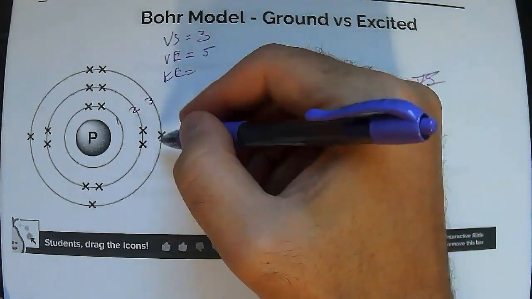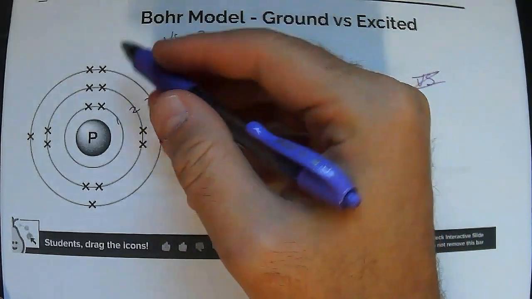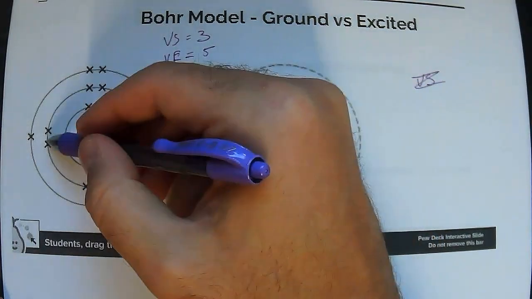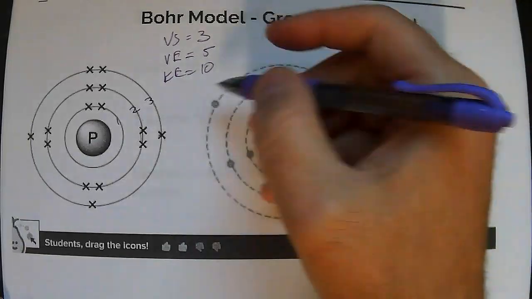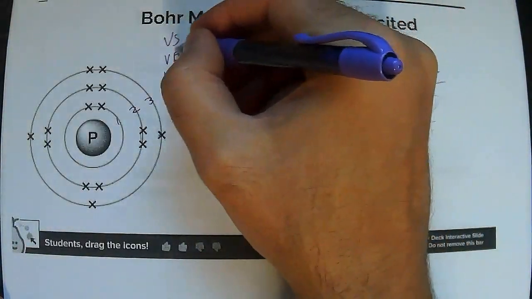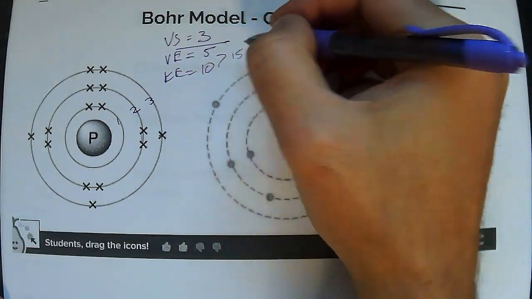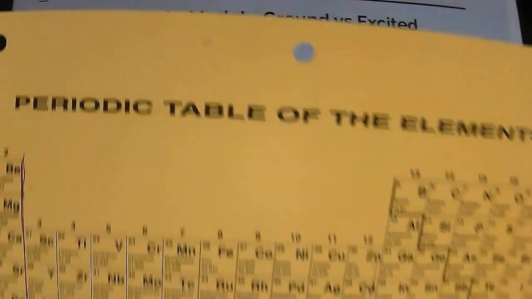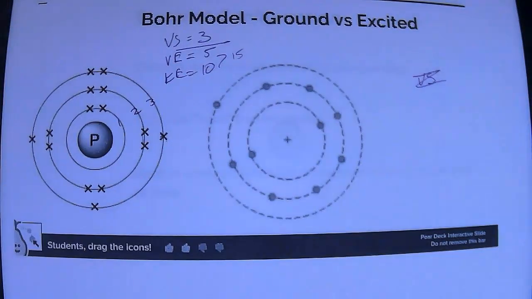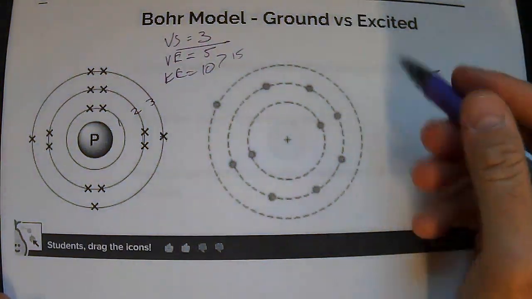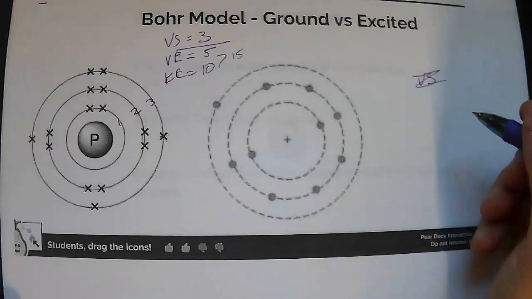And then how many do we have in the other shells, not counting the outermost? We have 2, 4, 6, 8, 10. So we have 10 kernel electrons. Between the 5 and the 10, that gives us 15, and that's probably phosphorus, element number 15. Nonetheless, which one's ground, which one's excited?